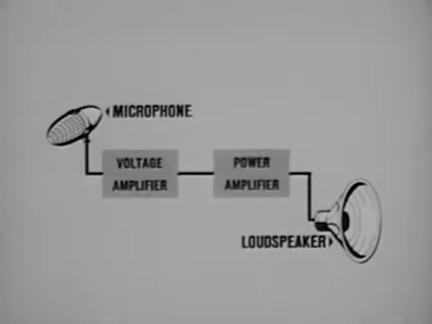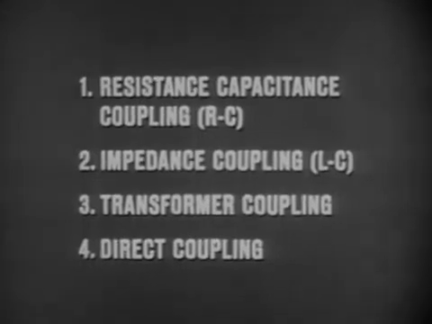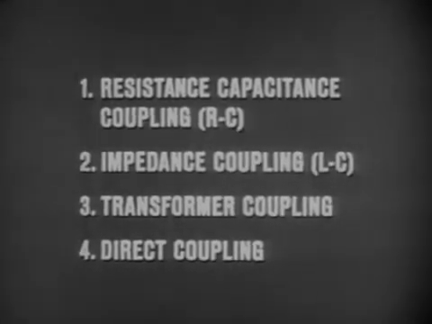There are 4 general methods for coupling the output of an amplifier stage to a following stage or to a load. They are resistance capacitance, impedance, transformer, and direct coupling. Each method has its own particular advantages and disadvantages, and therefore is employed in circuits where its advantages can best be put to use.